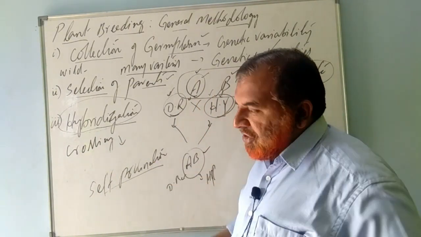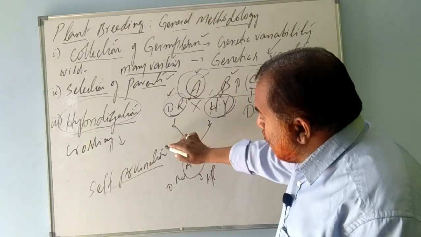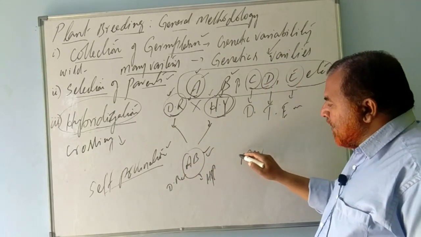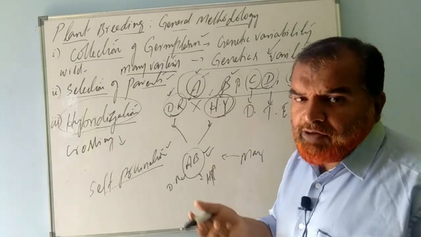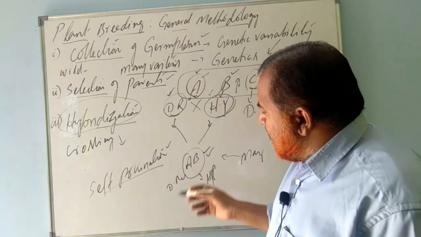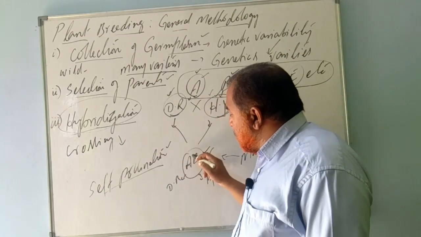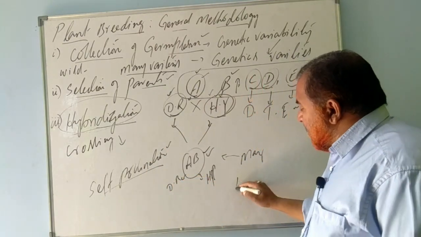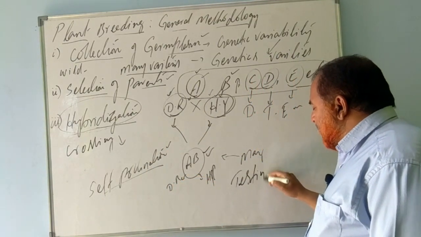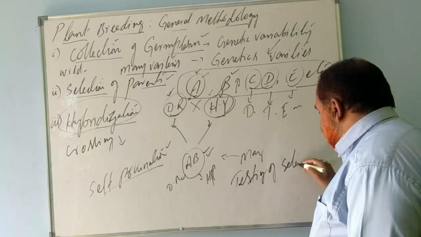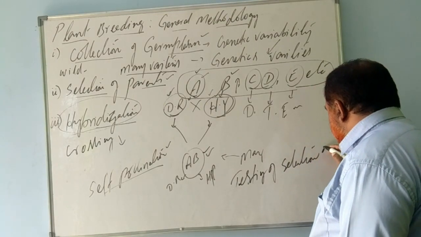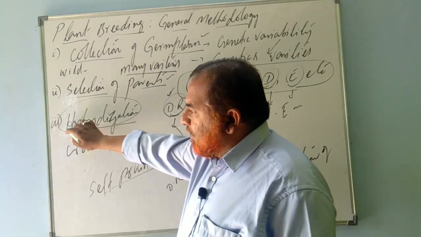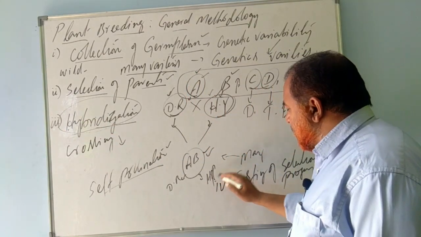By using self-pollination, you have to produce many copies of the same breeds, many plants. By using self-pollination, these plants are made. That is what is known as testing. After that, we have to test. Testing and selection of the progeny. This is the third step, followed by the fourth step, what is known as testing.